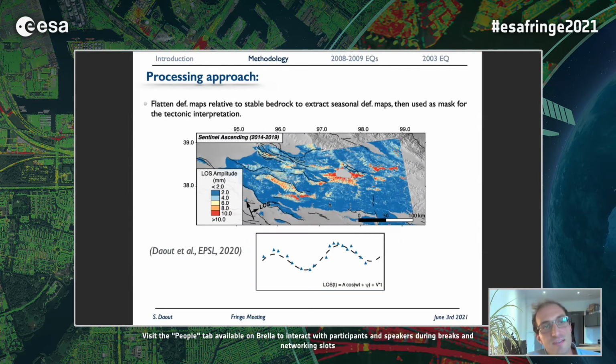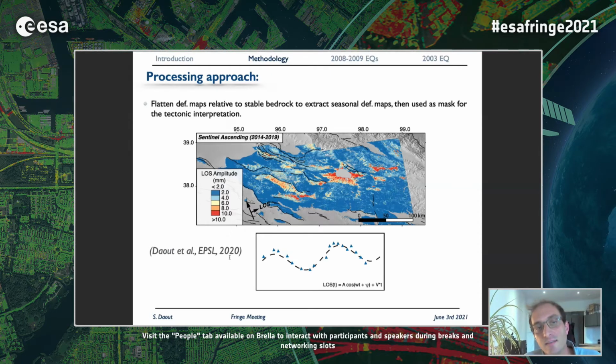And then to deal with these surface processes, what we did is that on the cumulative displacement map, we remove a long wavelength ramp on the stable bedrock, and then decompose our signal into linear and seasonal terms in order to detect pixels that are affected by very high seasonal deformations linked to those freeze-thaw processes, which are here in this map in red, and that have been intensively analyzed in this publication that I invite you to look at.